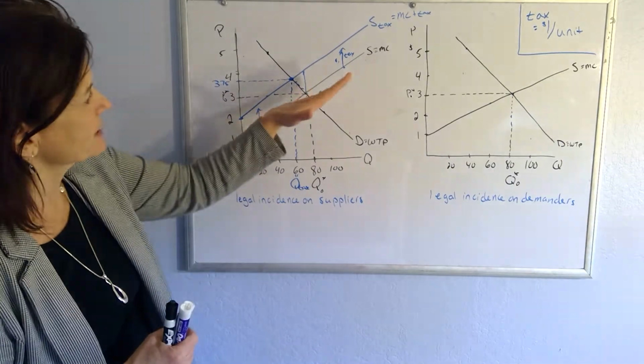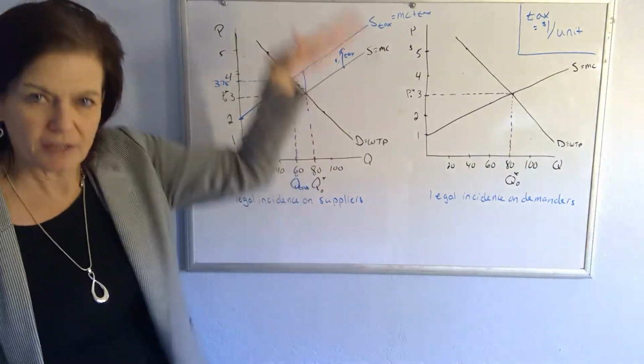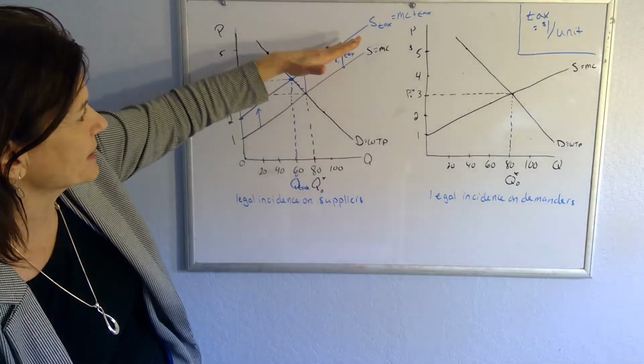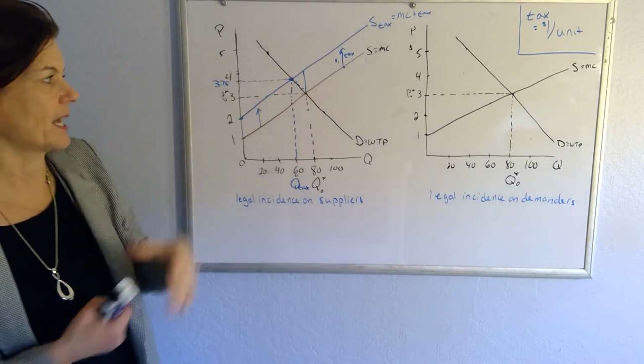So let's see, in this case, we place the tax on suppliers, and we know when you increase the cost to suppliers, it shifts the supply curve up. So the supply curve shifts up by the amount of the tax. This is a $1 per unit tax. The supply curve shifts up by the amount of the tax.